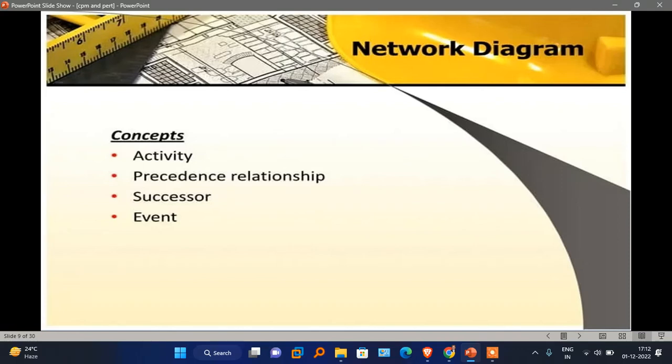So we will discuss these issues further in the next classes, that is, how this whole network is going to be executed and how these network diagrams can be prepared.